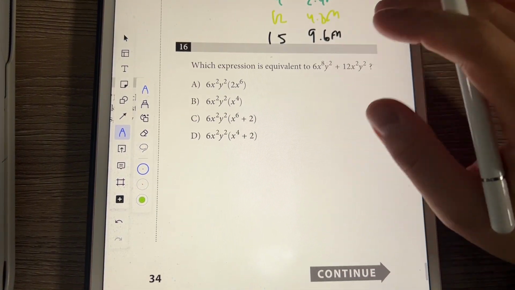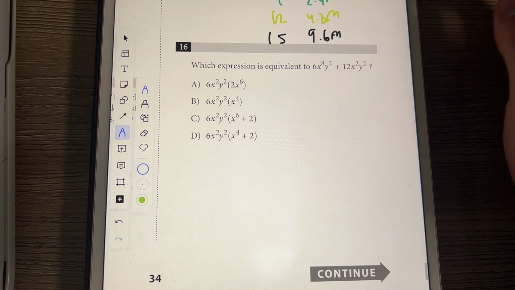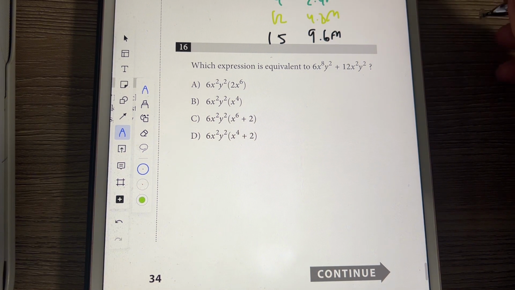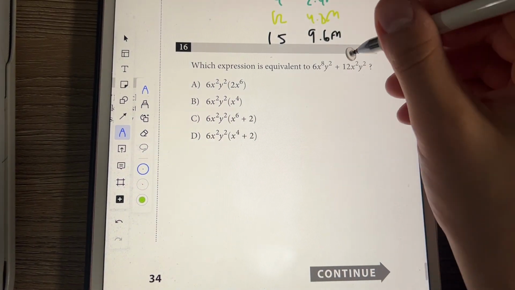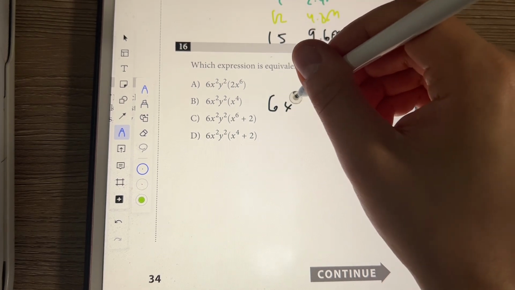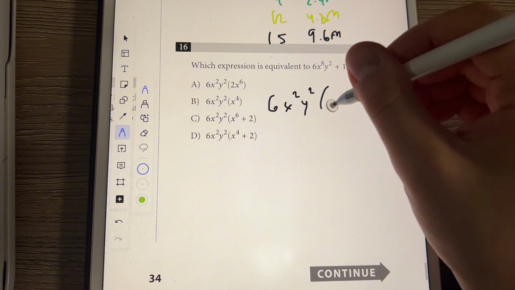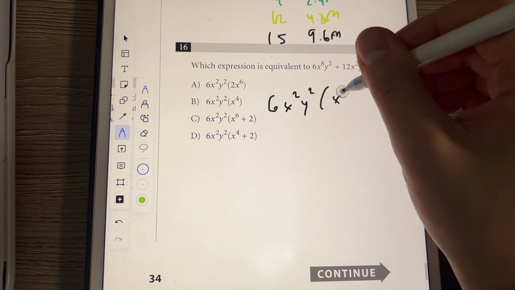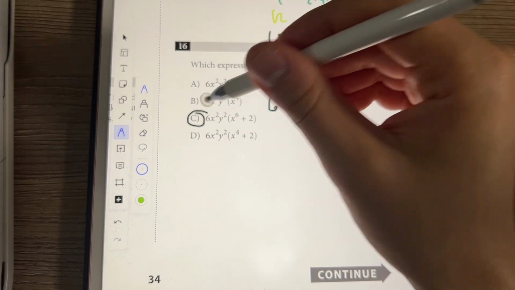16, I think, is easier than 15, so it's nice to give our brains a little break. Which expression is equivalent to 6x to the 8th y squared plus 12x squared y squared? I need to factor something out. Look at these 4 options. What can I factor out of each term? I can definitely get a 6 out. I can get an x squared out. And I can get a y squared out of both terms. What am I left with? I'm left with x to the 6th plus 2. Boom, C is our best answer.